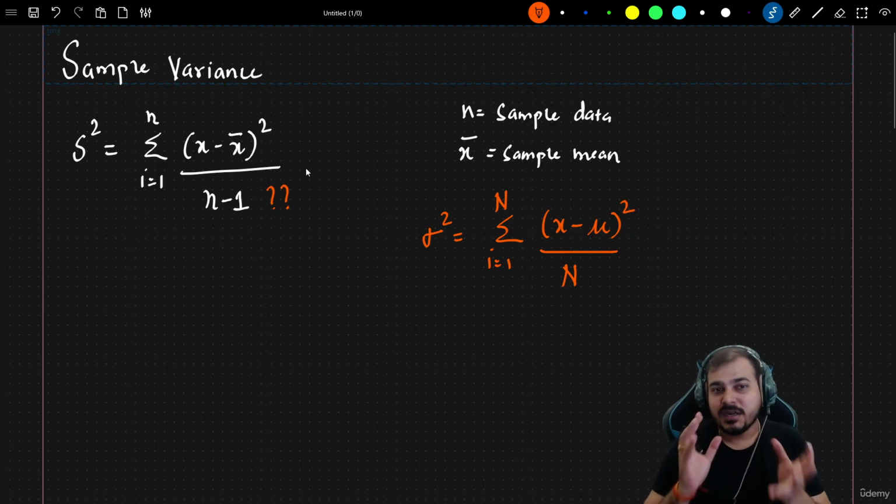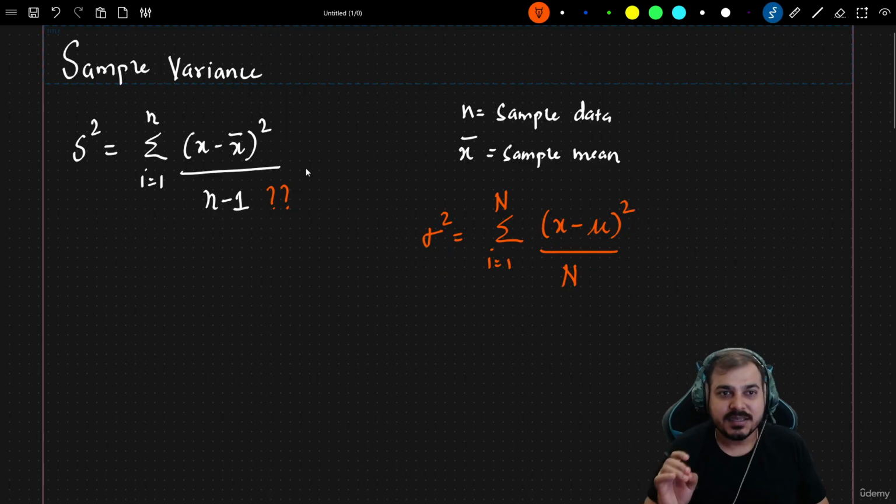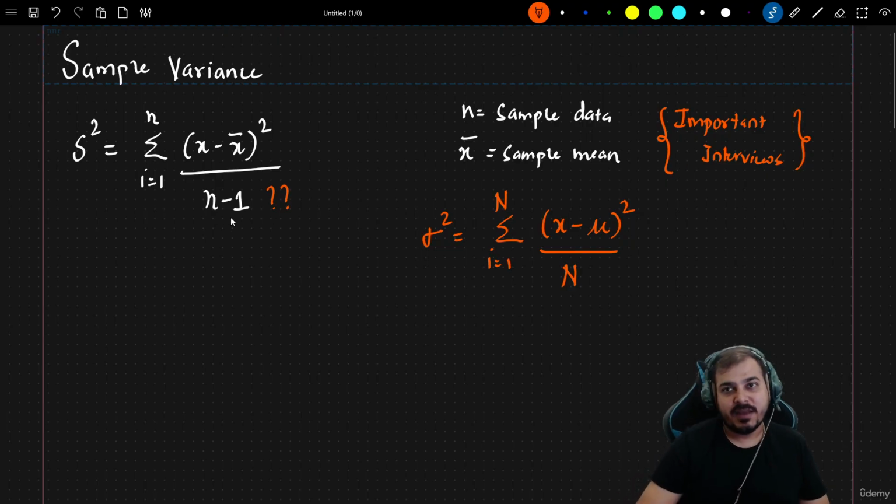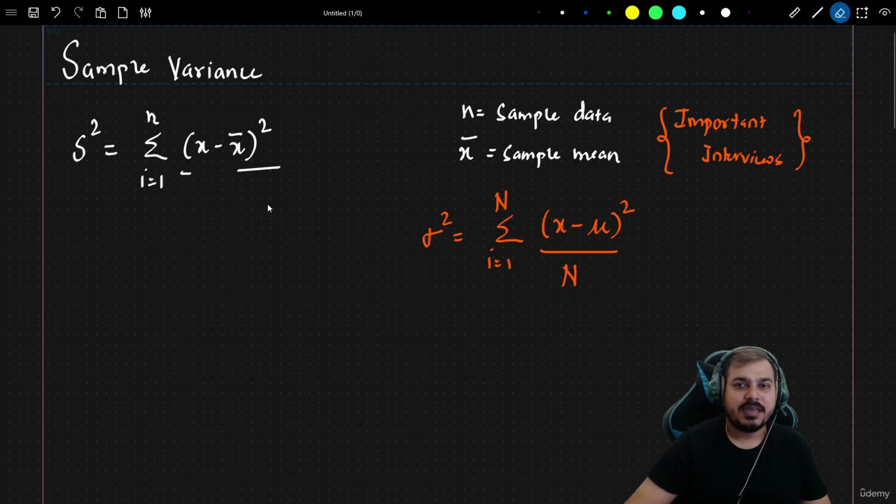So we'll try to understand the reason why we are discussing this, because this is a very important interview question. I've seen many people getting this particular interview question in their interviews. So we're going to understand why we have to divide the sample variance by n minus 1. For right now, let's consider that I'm just using small n over here instead of n minus 1.